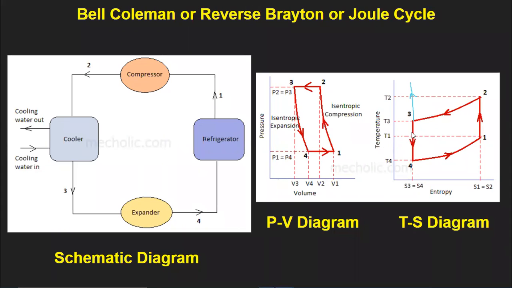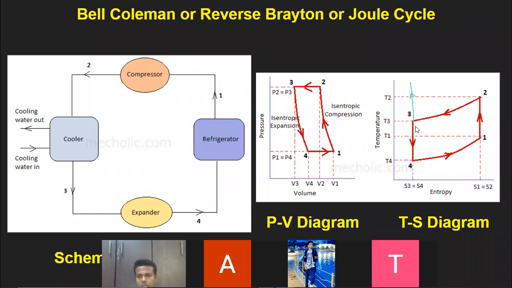Okay, so I am at point number 3. Process 3 to 4 is isentropic expansion. That means from point number 3 to 4 entropy has to remain constant. That means point number 4 will lie on a vertical line. Now if it is lying on a vertical line, again there are two possibilities, right? You can move either in an upward direction or in a downward direction.